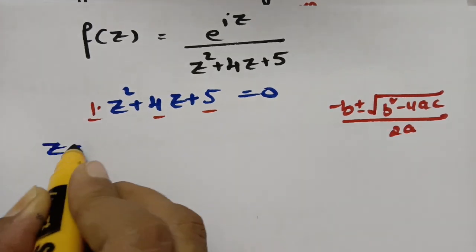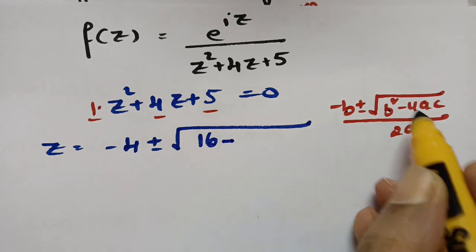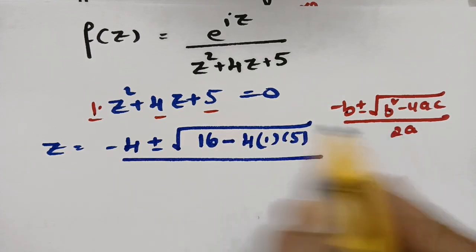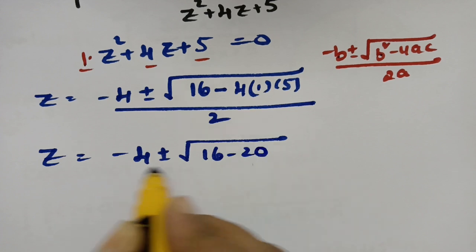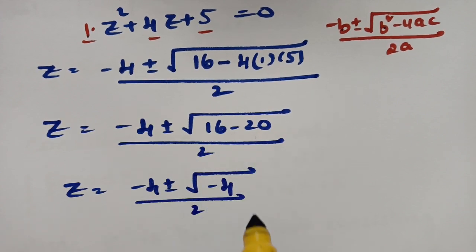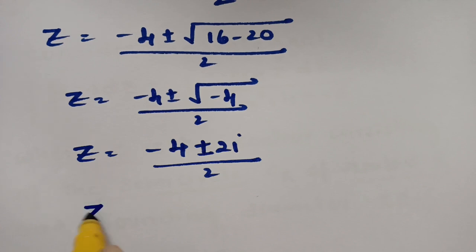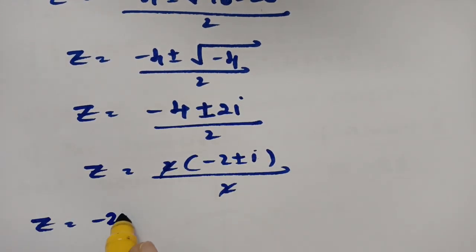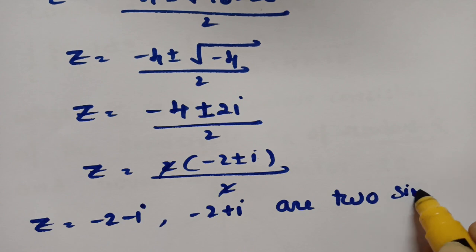If I substitute, this will be minus 4 plus or minus root of 4 squared, that is 16, minus 4 into a into c, all by 2a, where 2a is 2. So z is equal to minus 4 plus or minus root of 16 minus 20, by 2. This gives z equal to minus 4 plus or minus 2i by 2. Clear? If I take 2 common, this will be minus 2 plus or minus i. Now I got the two poles, minus 2 minus i and minus 2 plus i, which are two simple poles.